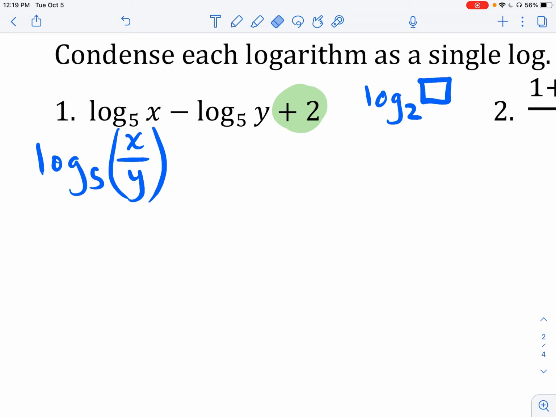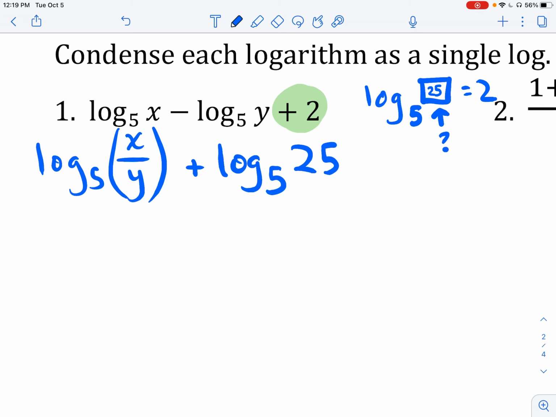Excuse me, not base of 2, base of 5. Log with a base of 5, what would have to go here such that all of this is equal to 2? Well, 5 to the second power is 25. So we can rewrite 2 now as log base 5 of 25. So we're adding log base 5 of 25 to this, in which case we can combine these two logarithms using the product property and write this as 25x over y.